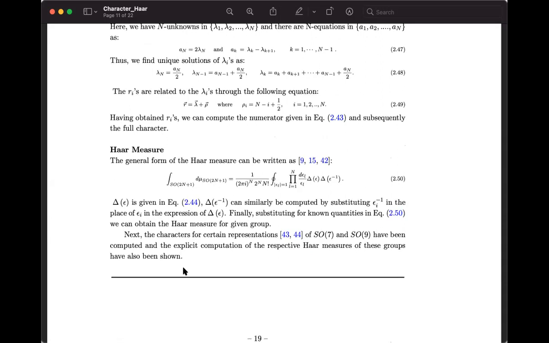Now what is the Haar measure? So the Haar measure is basically defined in this way. This is 2 pi to the power N, where the power N factor is the normalization, and then you have the integral of d epsilon_L by epsilon_L, and this is the Vandermonde determinant with epsilon, and the Vandermonde determinant with epsilon inverse. So once you plug in back, you can calculate the Haar measure.